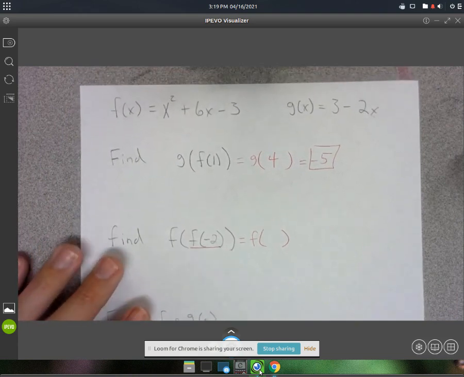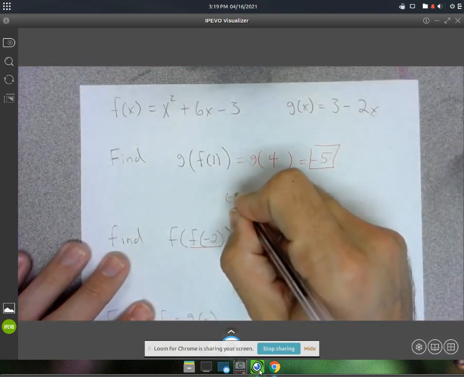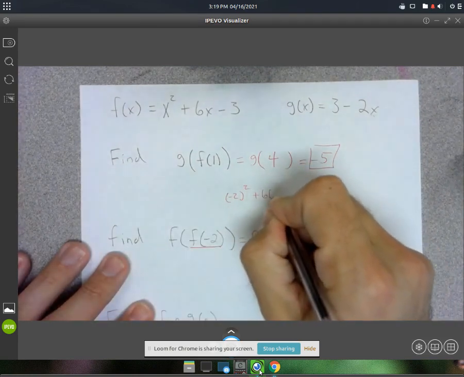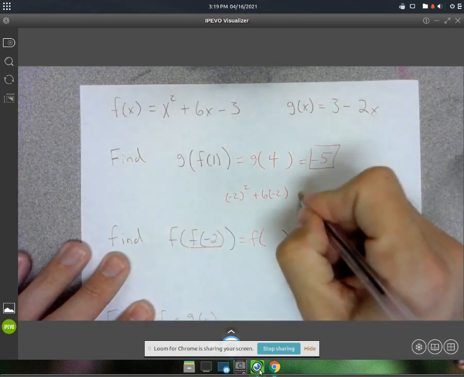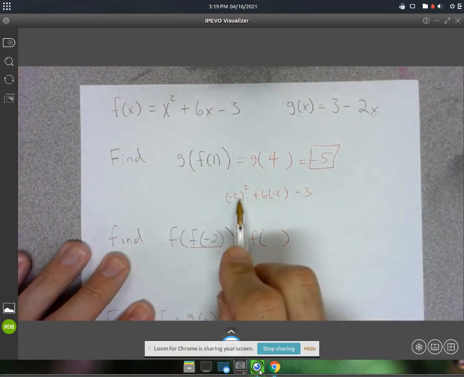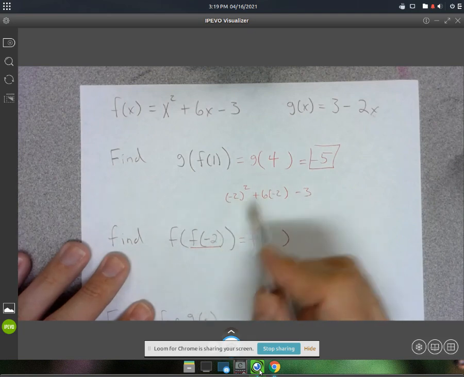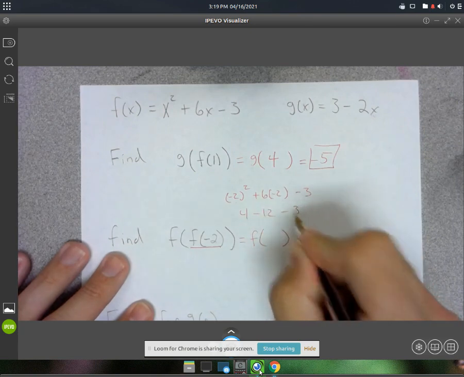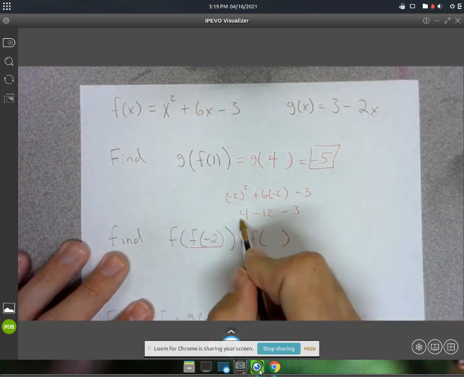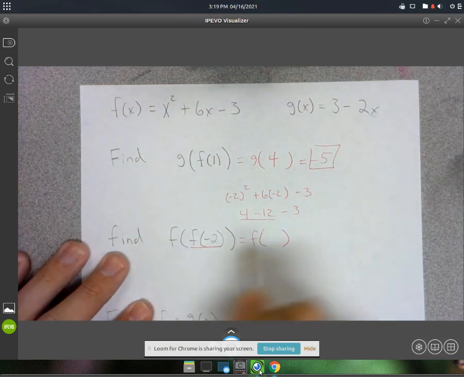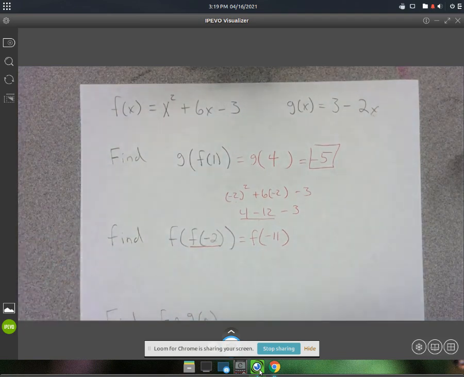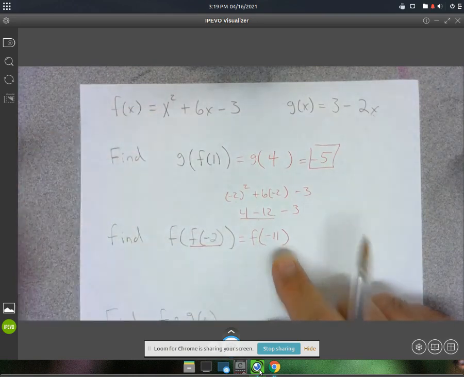All right, f of -2 is going to look something like this. -2 squared, that's replacing the x with a -2. -2 for that x. This is equal to 4, because you multiply -2 times itself. You get 4 minus 12 minus 3. This is -8 for 4 minus 12, and then -8 minus 3 is -11. And then we have to go through the process again. We've got to plug in -11 for x again.